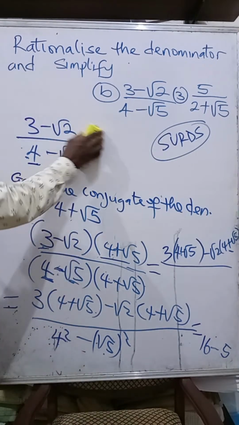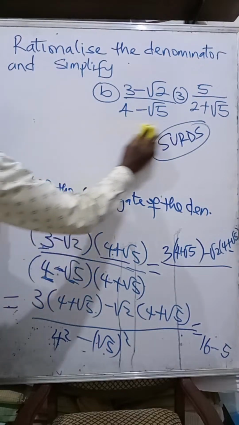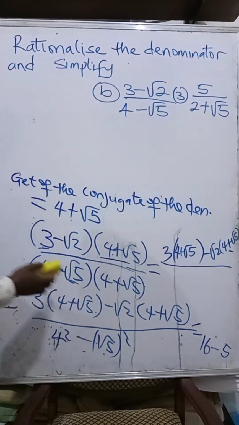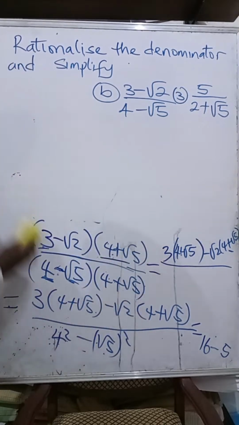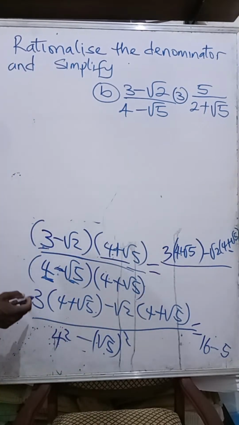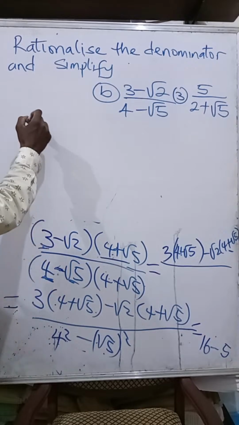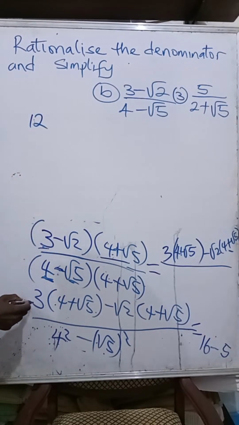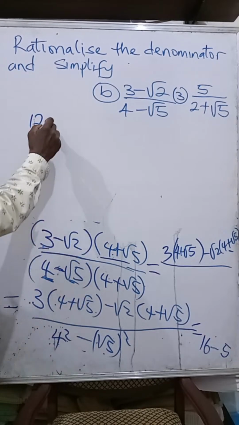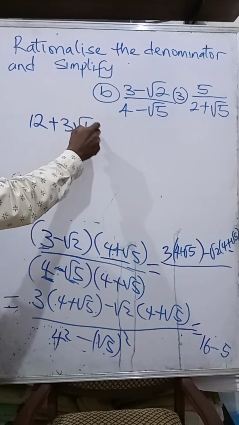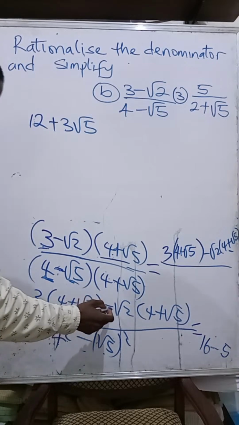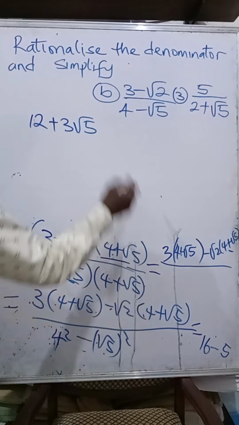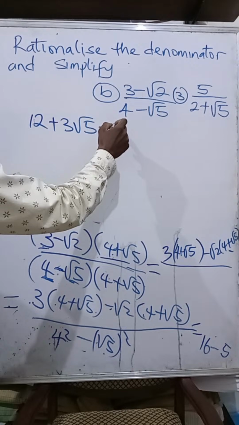So let's get the expansion for the numerator, which will be equal to 3 times 4, that's 12. 3 times root 5, that's a plus 3 root 5. Then minus root 2 times 4, that's a minus 4 root 2.